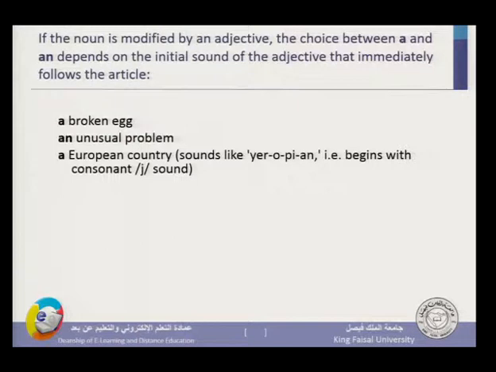Sounds like "year"... okay, begins with consonants. The examples that I have, like year.